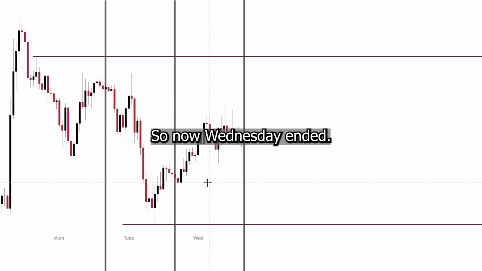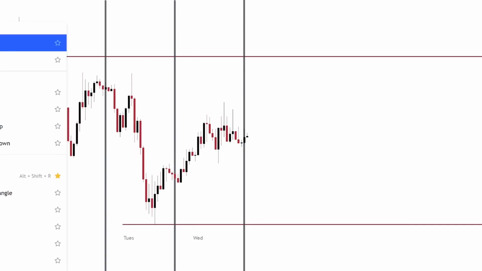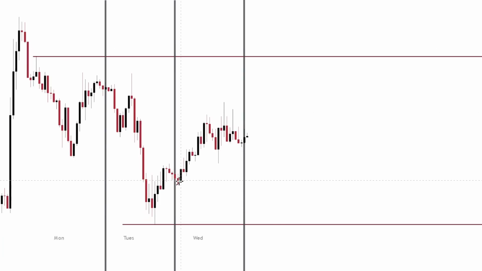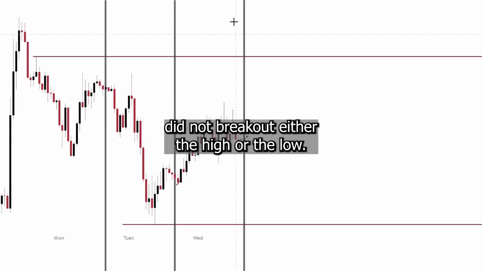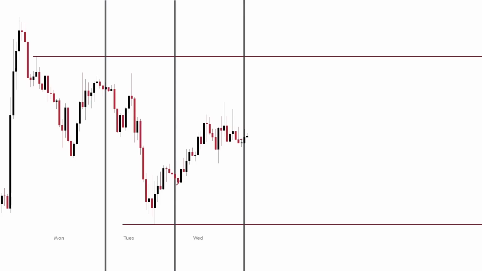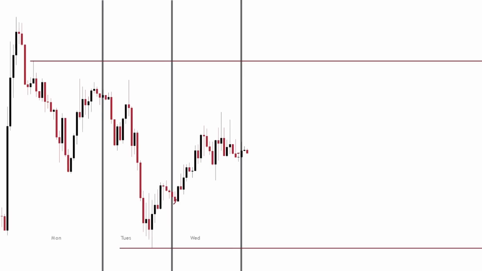Now Wednesday ended. What happened on Wednesday? We had a bullish day. Price opened here and closed right here, so this is a bullish candle with a wick, and price did not break out either the high or the low. So let's look at Thursday. This is where we get our clues.